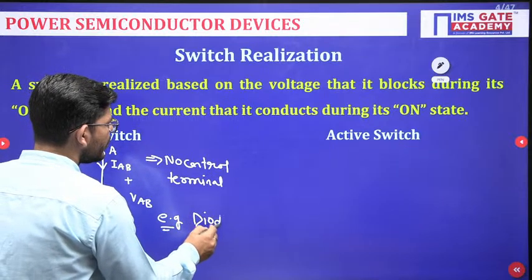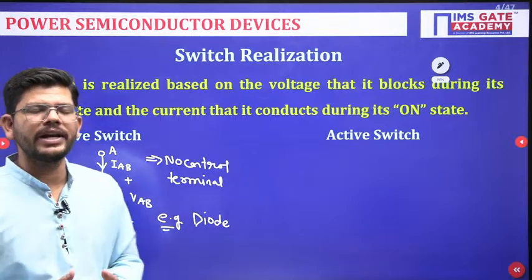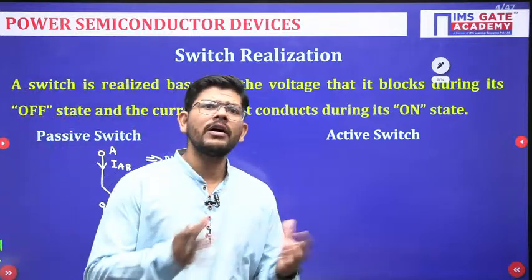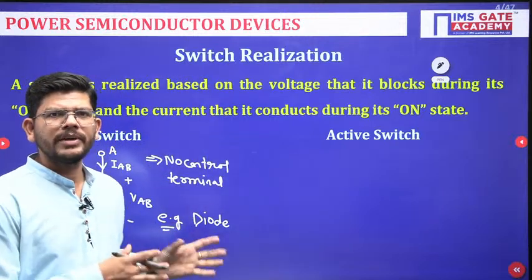An example can be the diode. In a diode we only have 2 terminals, there is no control terminal. Once you apply voltage of the right polarity, the device will conduct, or if you apply voltage of opposite polarity, the device will come into off state.